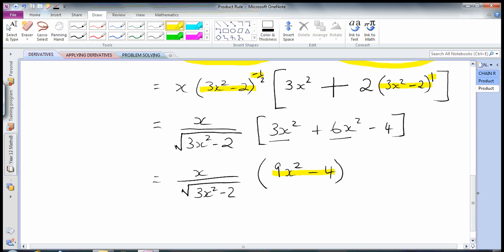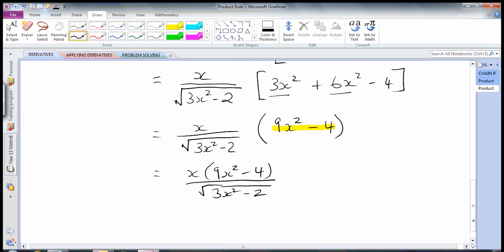We could rewrite it, and I'll just rewrite it for you. We could rewrite it all on the top line of the fraction, so x multiplied by 9x squared, take 4, over the square root of 3x squared minus 2. So it could be written like that.